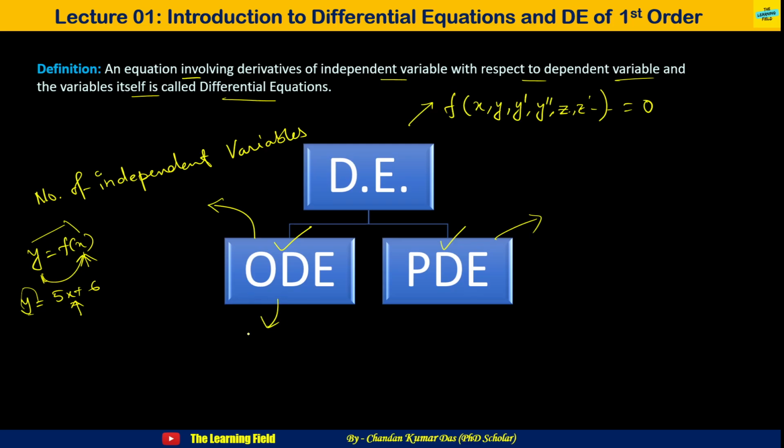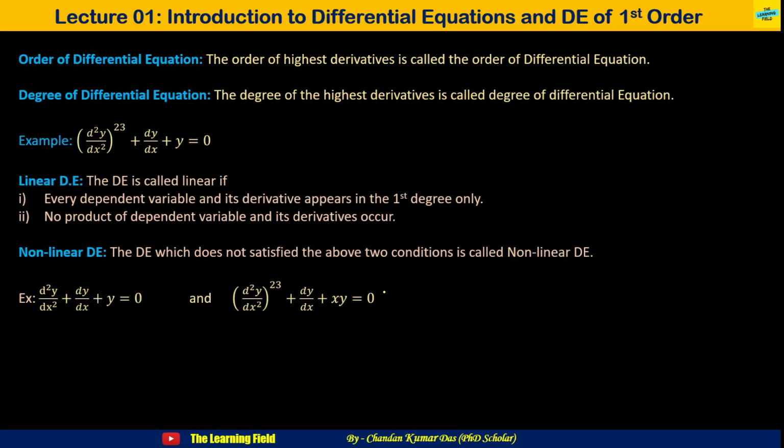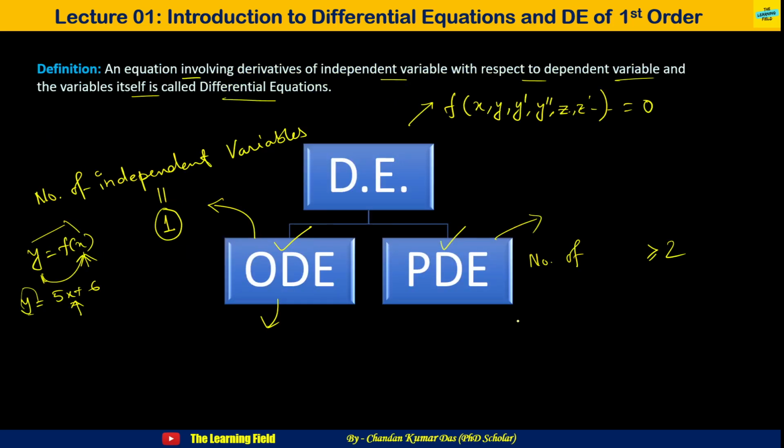Now, in the case of an ordinary differential equation, the number of independent variables is 1, and for a partial differential equation, the number of independent variables is at least 2, right? So this is the main difference between an ordinary differential equation and a partial differential equation. Now, we are moving forward. What is the order and degree of an ordinary differential equation? So this is the basic definition of ordinary differential equations and partial differential equations.